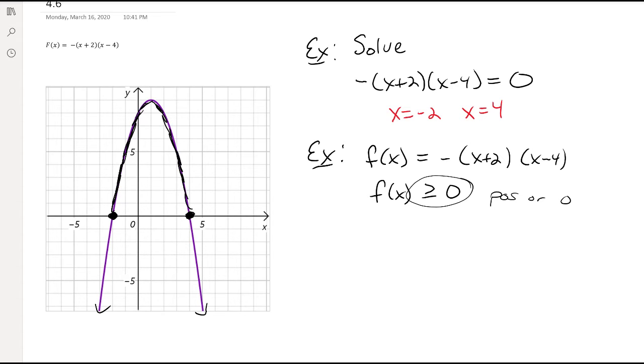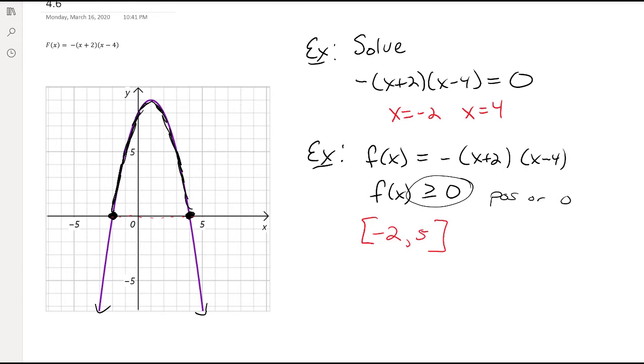So the answer is that our parabola is above the x-axis for the following x values. We're going to include negative 2, remember we're talking about x values, up to 4. And we're going to include both of those. Why are we including both of those? It's because it's a greater than or equal to 0.